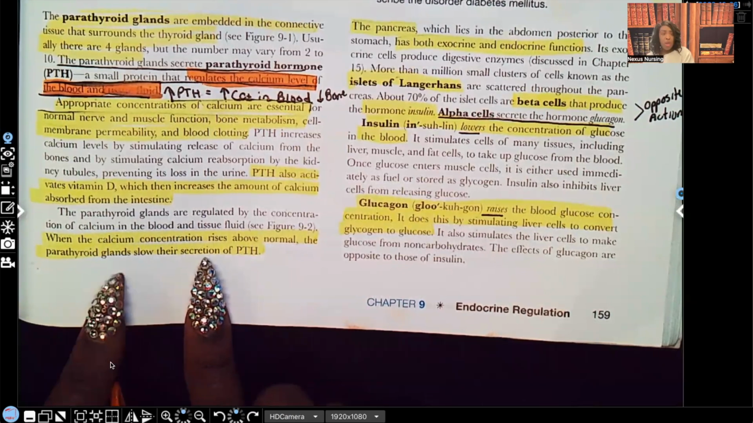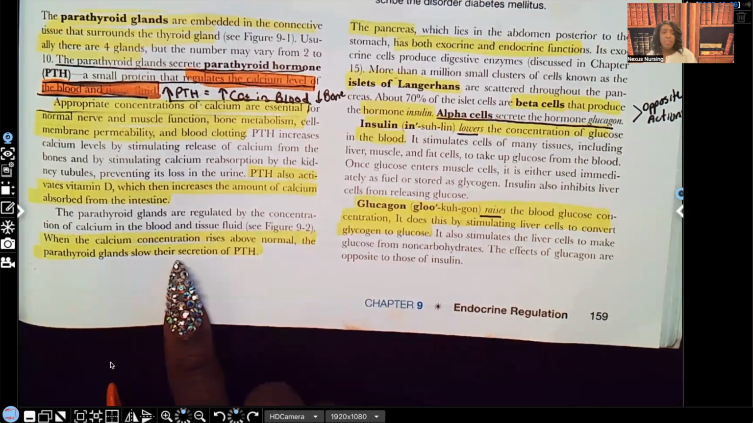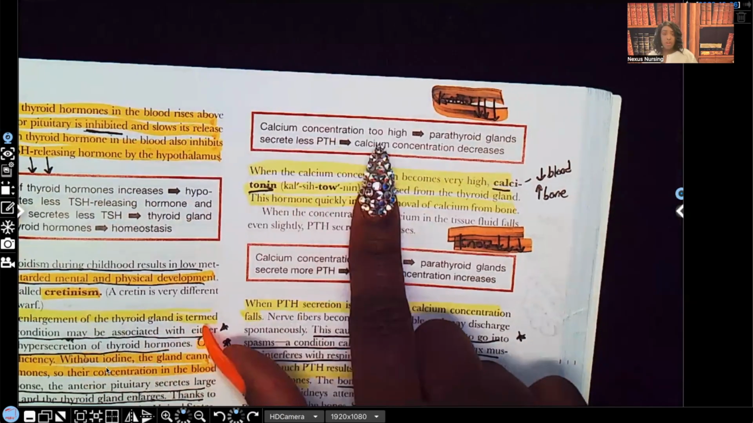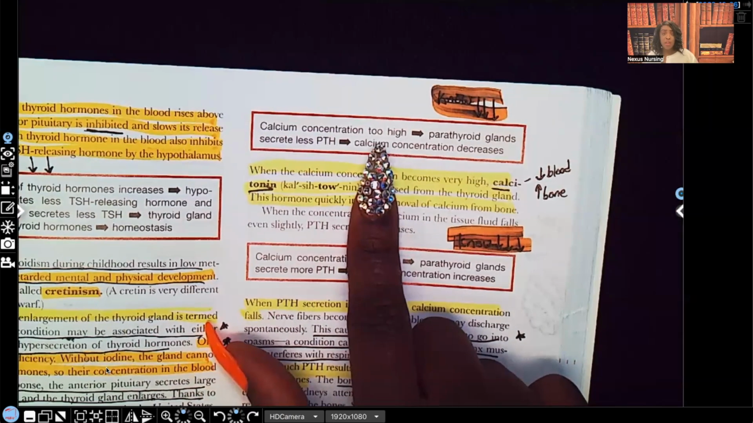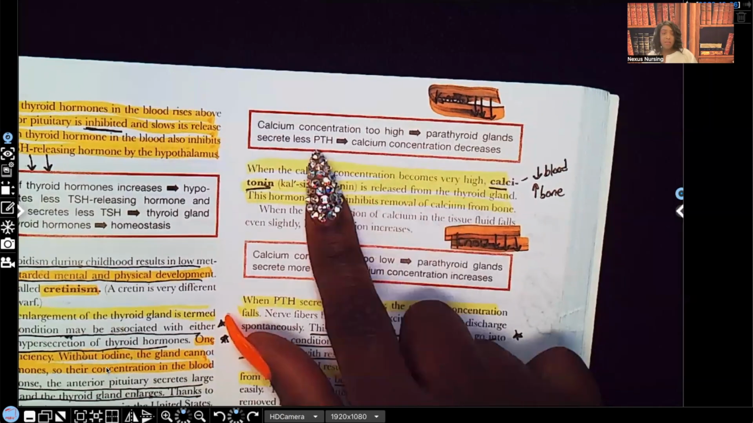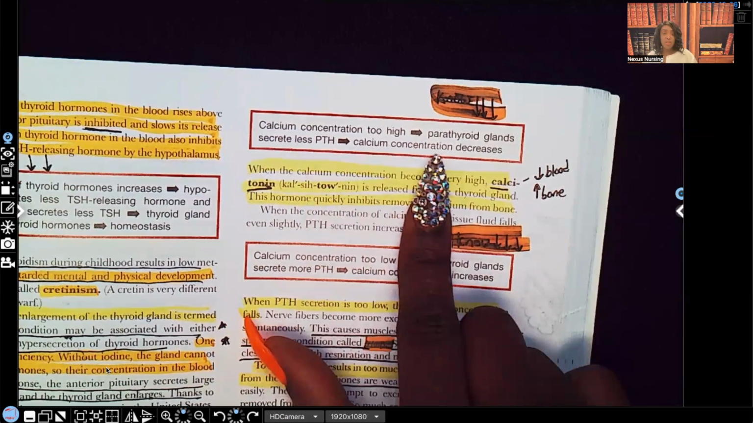That's what it's saying to you. So if the calcium in the blood's already high, the secretion of PTH is going to be decreased because it's not needed. This you need to know. Look at this. When calcium concentration is high, and when they're talking about concentration, we're talking about the blood, the parathyroid glands secrete less PTH because it's not needed. Calcium concentration decreases.